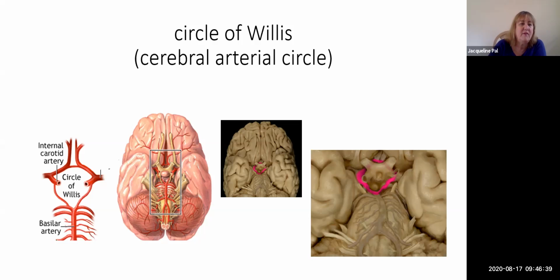And coming off of the circle of Willis is where we have all the blood vessels that go to the brain itself. For instance, we have some anterior cerebral blood vessels which go to the frontal lobes. We have some more posterior ones which go to the occipital lobe. We have some cerebellar ones, and then we have middle ones which go to the temporal and parietal lobes. So that's how blood gets to the brain.